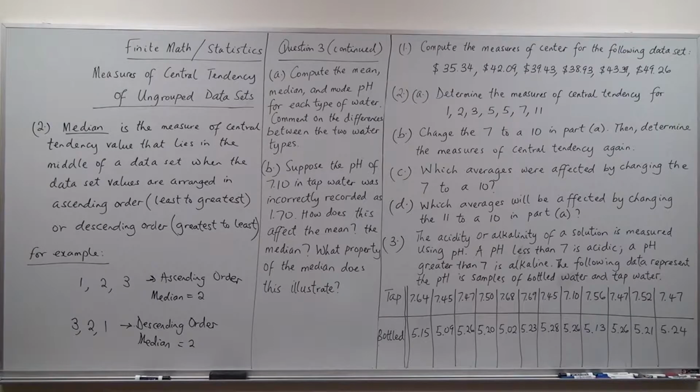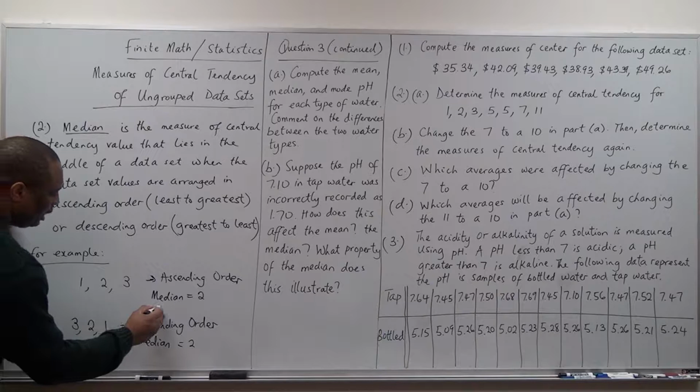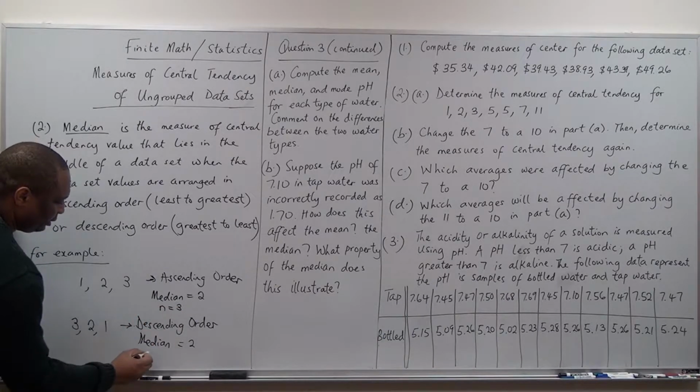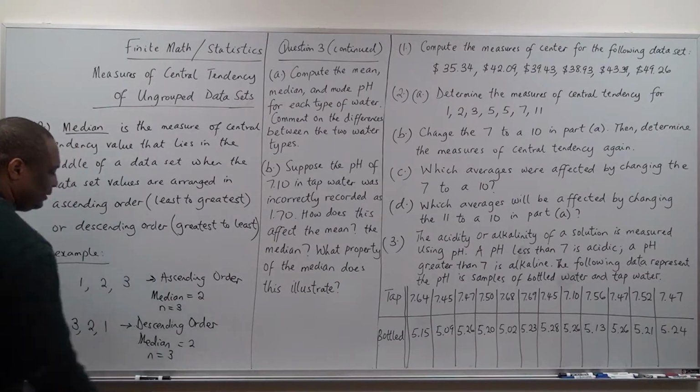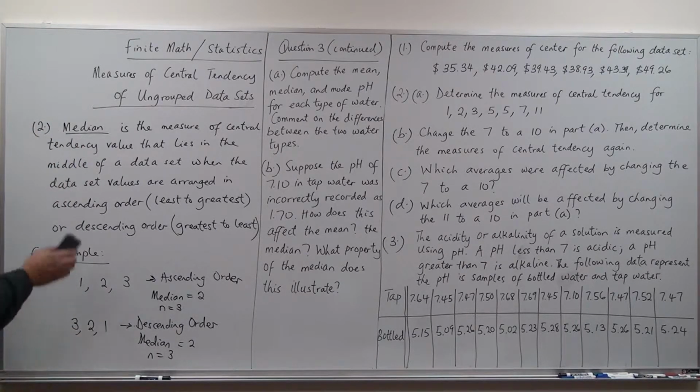This is a case where the sample size is odd. N is equal to 3. The size is odd. Now, what if we have an even number of data set values? That is what you will ask yourself. How would you find the median?